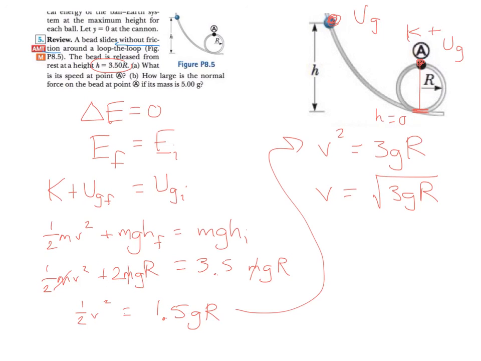Now, you're given a mass, it's 5 grams, that's very small. You're not given a radius, however, you're going to discover that the radius actually cancels out. So just bear with me, plug into it, and you'll see that the radius cancels.